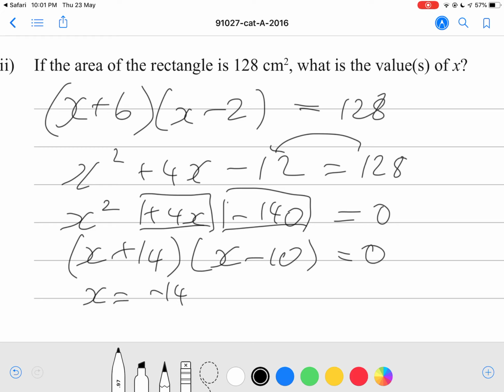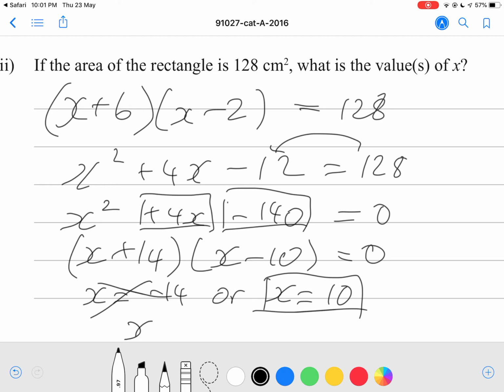So you know that the side length can't be negative, okay? You can't have a negative amount of meters. So x equals negative 14 isn't a possible answer. So you're only going to say that x equals 10, okay? So this is your only answer here. So basically you're going to say x equals 10 centimeters. It's centimeters squared, so centimeters. And that's going to get you an excellence grade.